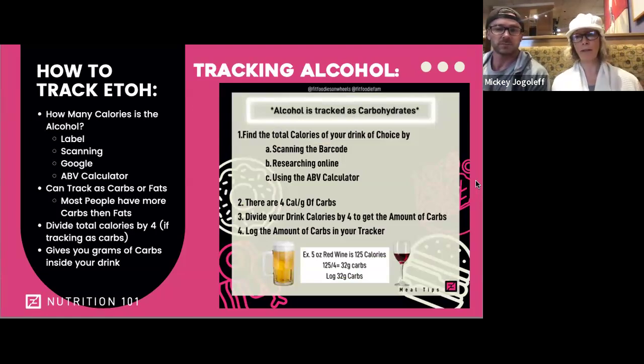You can see if they're listed on the actual thing. Red wine doesn't typically have, or a lot of liquors don't necessarily list the actual calories on the label, but if you Google it, then it'll tell you how many calories per X servings. And so then you can obviously figure out the amount of calories based on how much you're drinking.